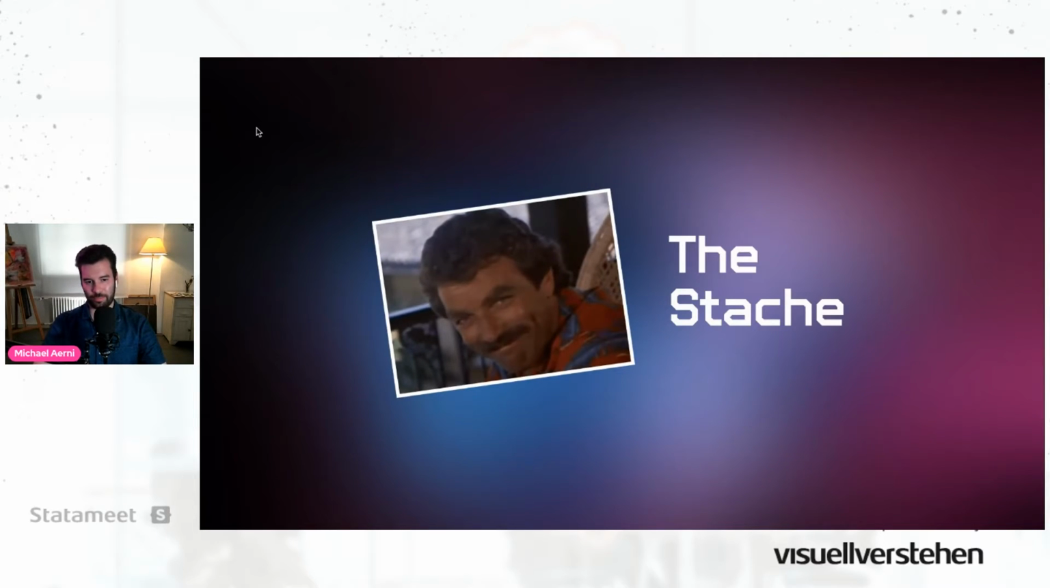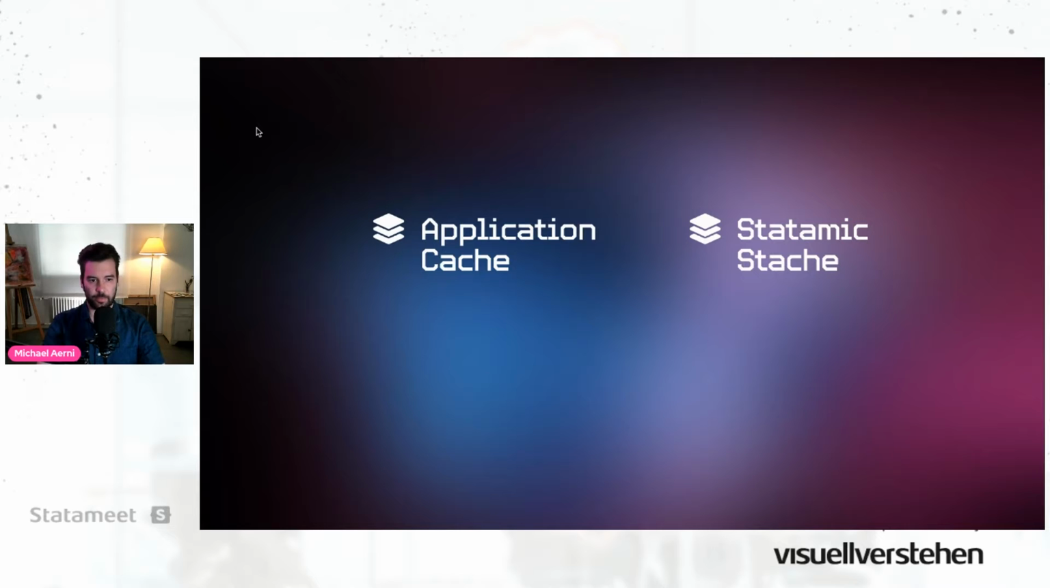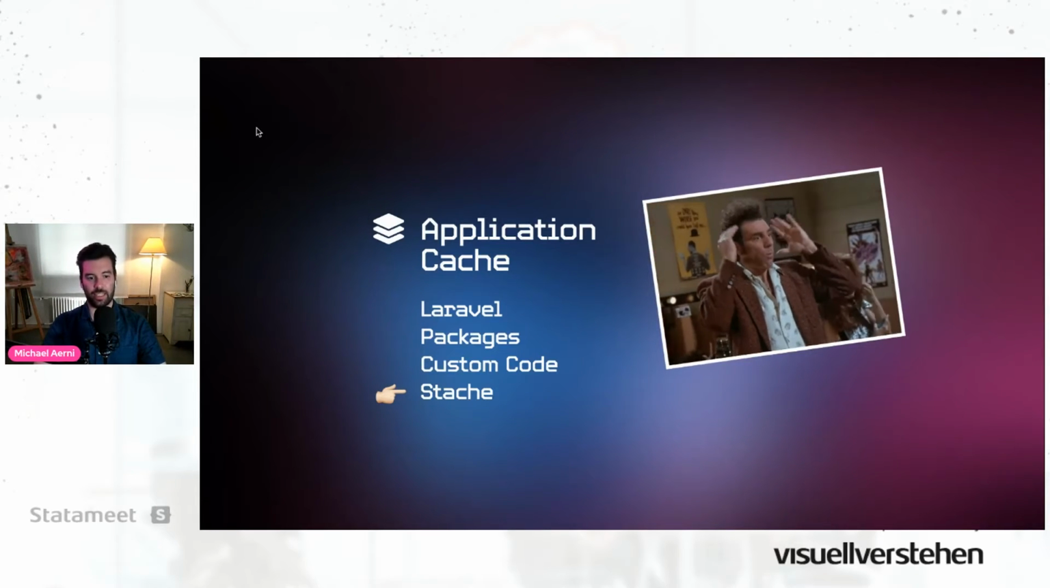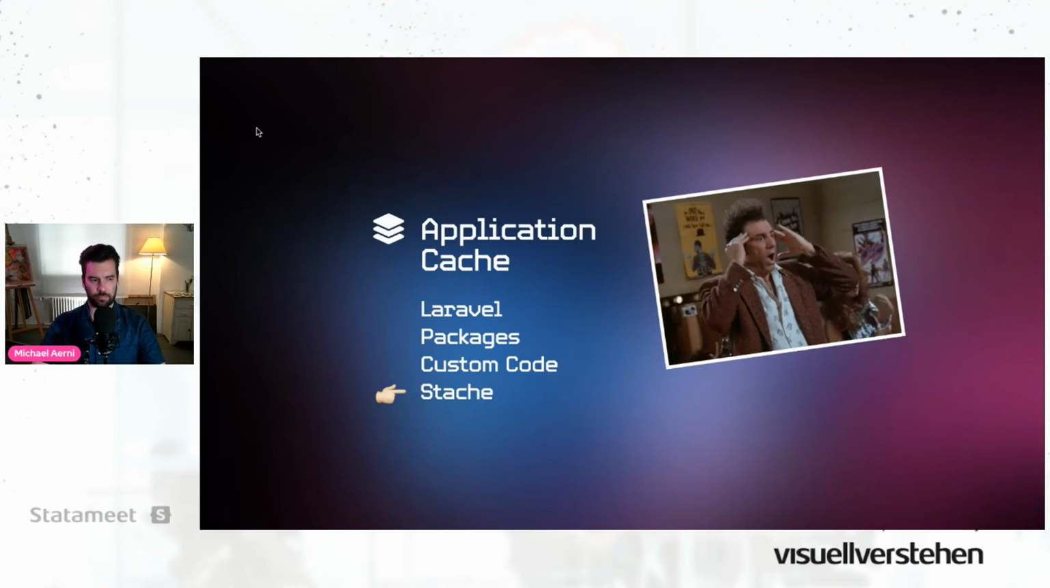Now, what is the Stache? Simply put, the Stache is an efficient data storage layer that replaces the database. When I first started out with Statamic, I thought of it like this: you have your application cache, and then you have your Statamic Stache. In your cache, you would have Laravel cache stuff, your packages, even your custom code. And in the Statamic Stache, you would have the cache of your content. It took a while for the penny to drop. It's actually more like this, right? The Stache is in the application cache. It's not like a traditional database. It's not its own entity. It is in the cache.